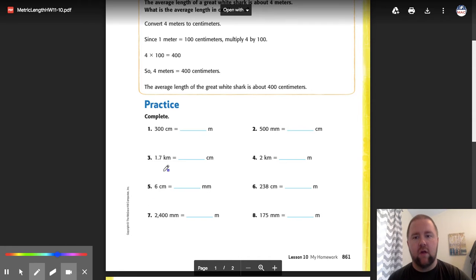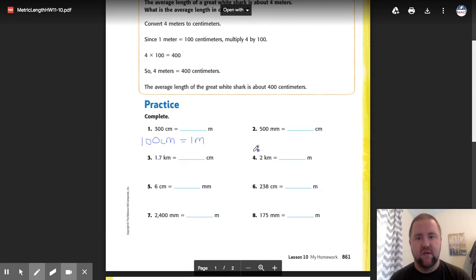Looking at question number one, we want to know if we have 300 centimeters, how many meters is that equal to? If I looked at my chart, I would know that 100 centimeters is equal to 1 meter. That's going to be the biggest thing that helps me in solving this. There's a couple different ways that we can do this. We could say, how do I get from 100 to 300? Multiply it by 3, so whatever I do here, I have to do here. I multiply this by 3, and that gives me 3 meters there.